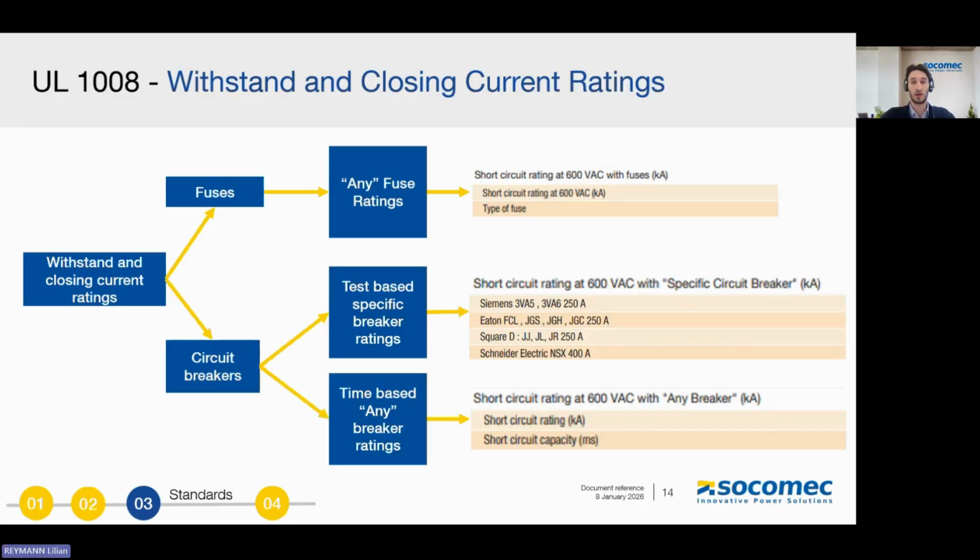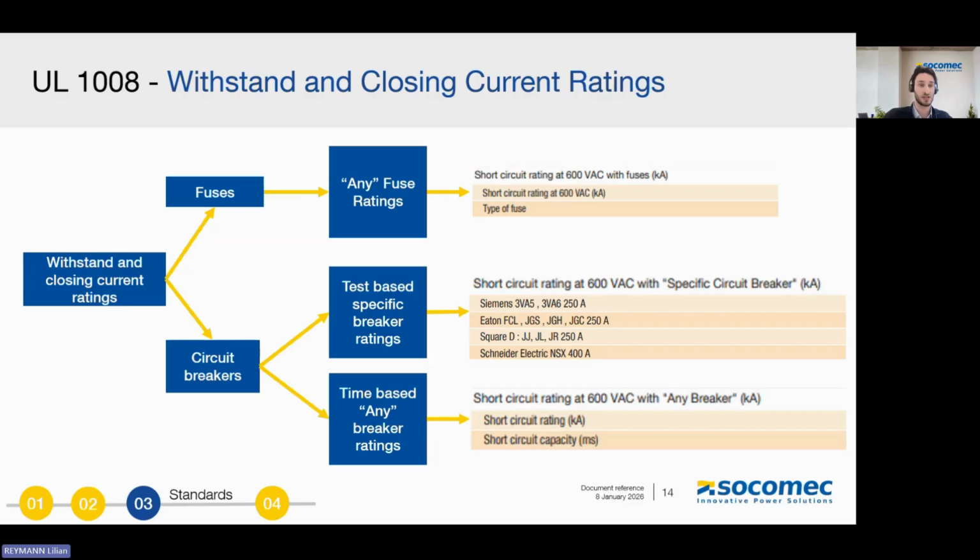I'll have a quick look at the UL 1008 specific part, which is the withstand and closing current ratings. First, the withstand current rating is the maximum short circuit current that the transfer switch can endure without damage for a specific duration. And the closing current rating is the maximum short circuit current that the transfer switch can close into without damage.